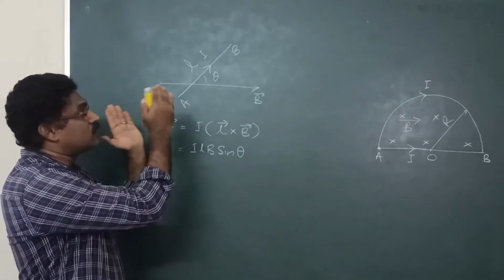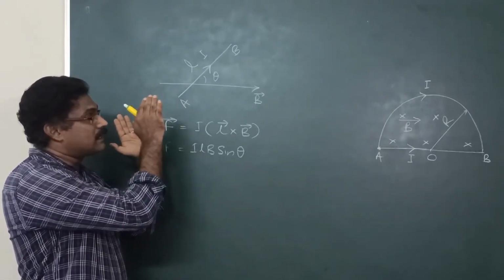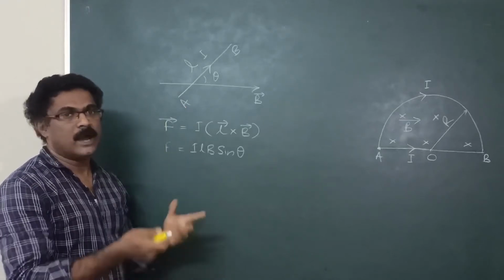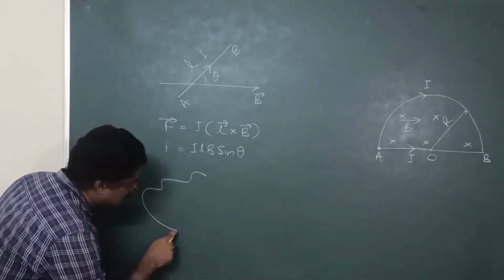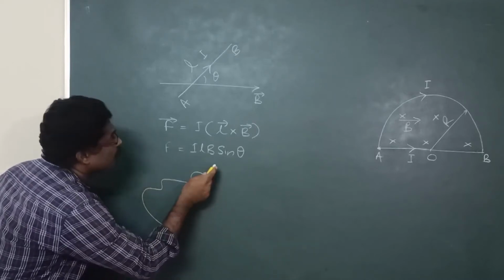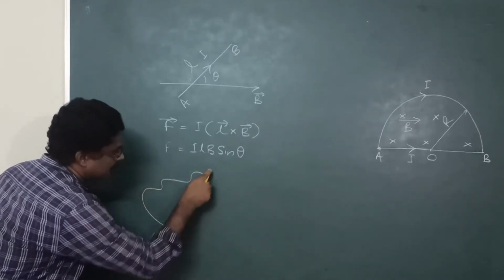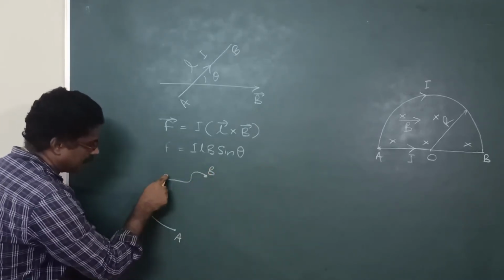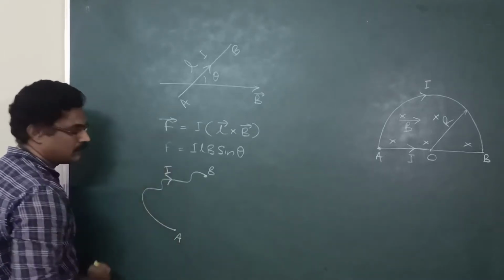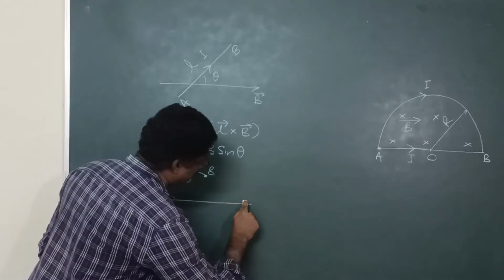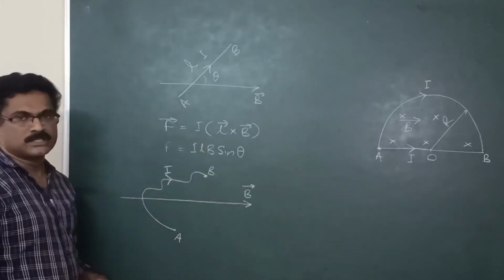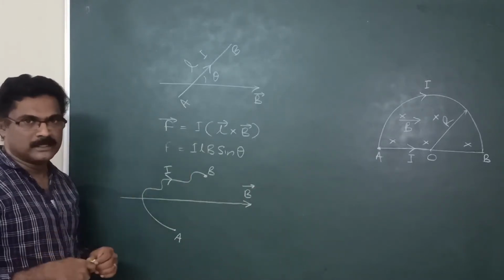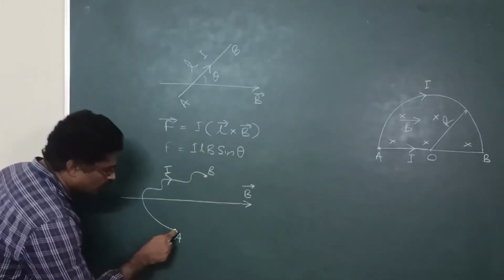If the conductor is not a straight conductor, then how can you solve? For example, you are given a conductor like this, a conductor of irregular shape AB, carrying a current I and placed in a magnetic field B. Then how can you solve this question? So there is a method. The method is this one.